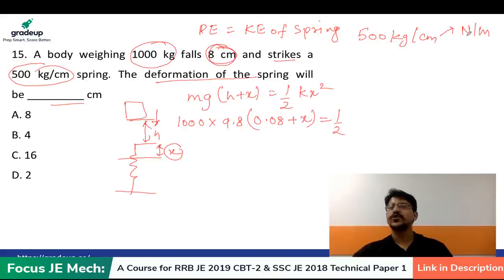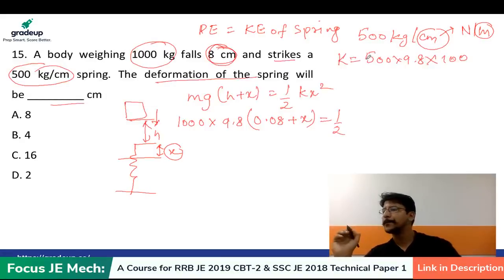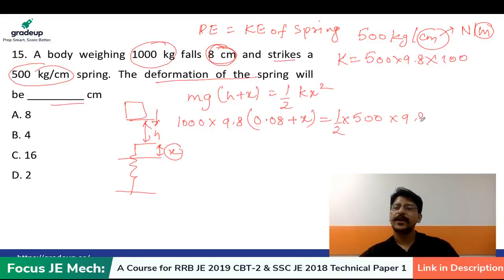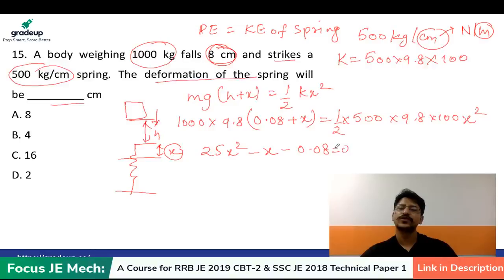So converting kg into Newton, how will you do it? Kg into Newton will be given by 500 multiplied by 9.8, and if it is per centimeter, you have to convert it into per meter, so again you have to multiply it by 100. So this comes out to your value of K. Clear? So the value of K will be 500 into 9.8 into 100, and this will be multiplied by X square. If you solve this, you will get a quadratic equation in the form of X square minus X minus 0.08 equal to 0.